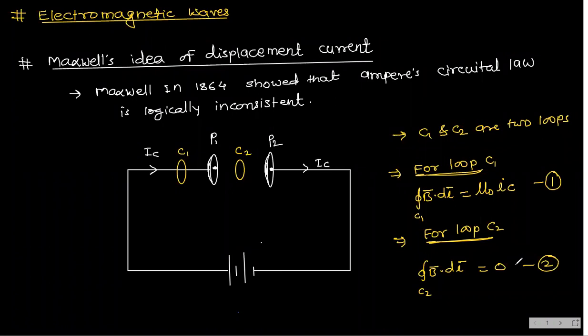Now these two integrals are what we can say taken on either side of the plate P1. Yes, no? Means C1 is this side and C2 is this side. So they must be consistent, but what we found is that they are not consistent.